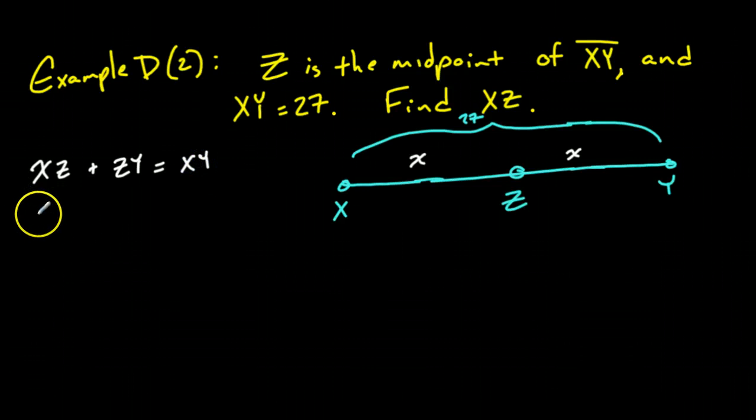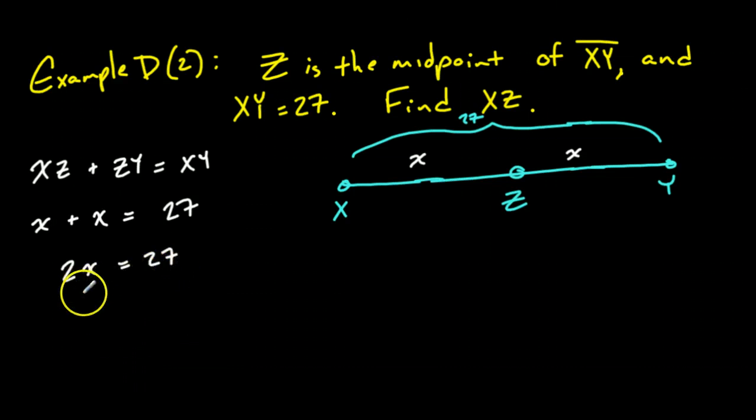Now XZ, we called that distance x, and ZY we also called x. I probably should have used a different variable there, guys. Hopefully that's not screwing you up too much. And that whole thing equaled XY, which was 27. All right, we got an equation. We can go ahead and solve this and figure out what x is. x plus x is going to give us 2x equals 27. We want to divide each side by 2 to get the x all alone. And we get x equals 27 and a half, which is 13.5.